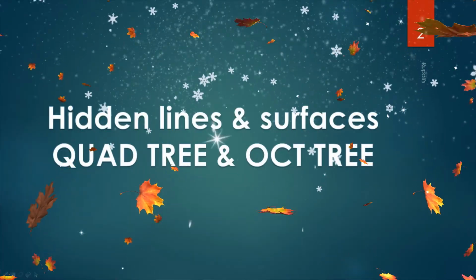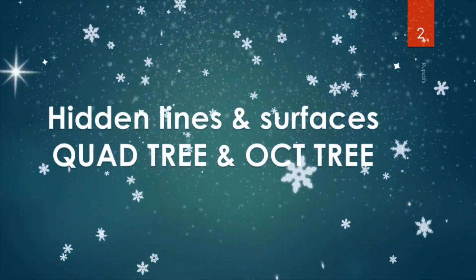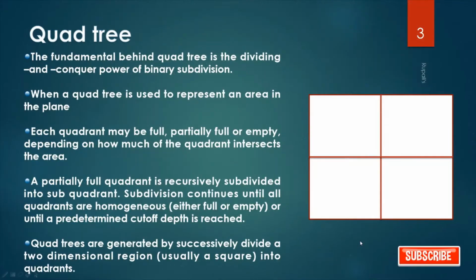Today we will learn a new topic, quadtree and octree, from the chapter Hidden Line and Hidden Surface. So what is a quadtree? The fundamental idea behind quadtree is the divide and conquer power of binary subdivision. When a quadtree is used to represent an area in the plane, each quadrant may be full, partially full or empty depending on how much of the quadrant intersects the area.